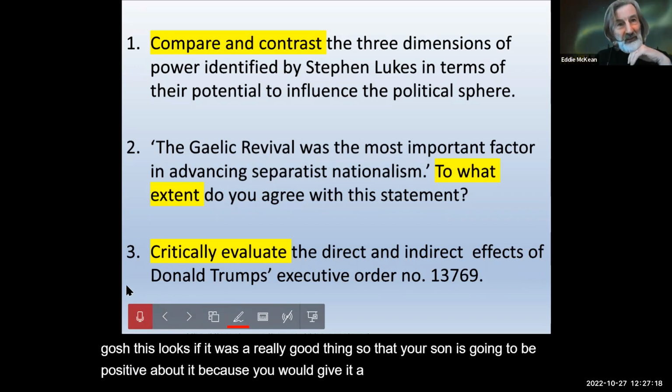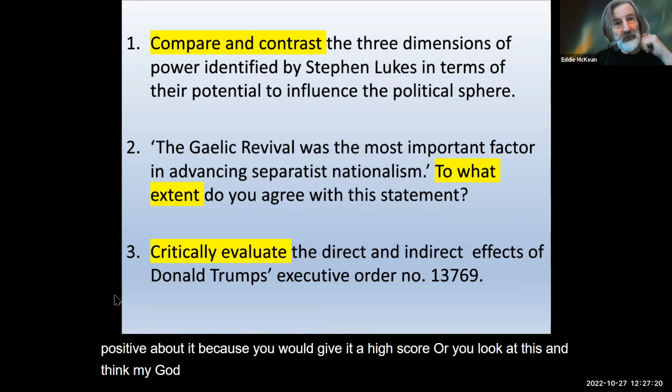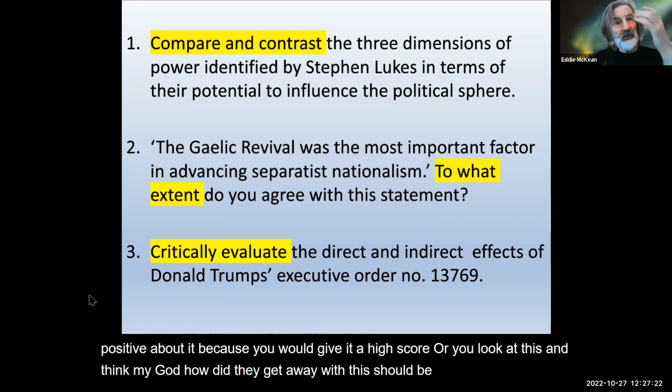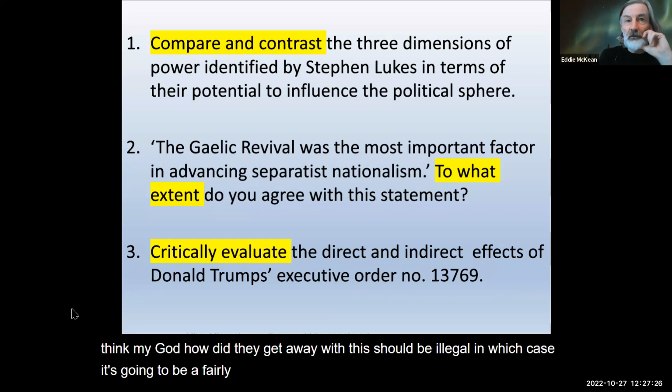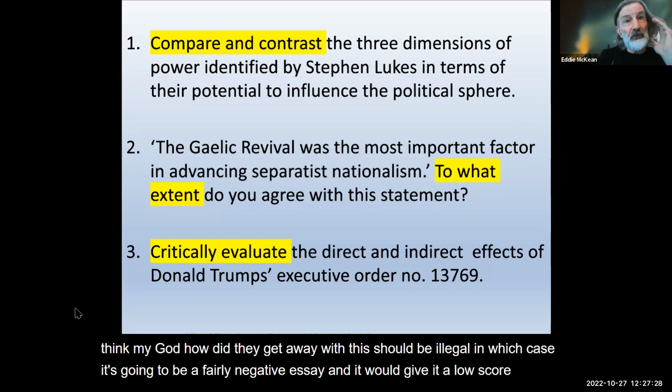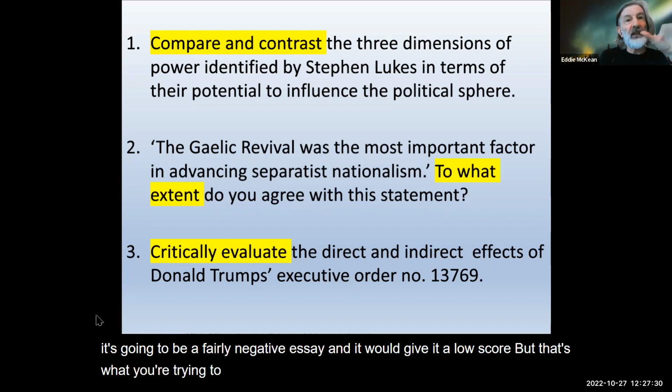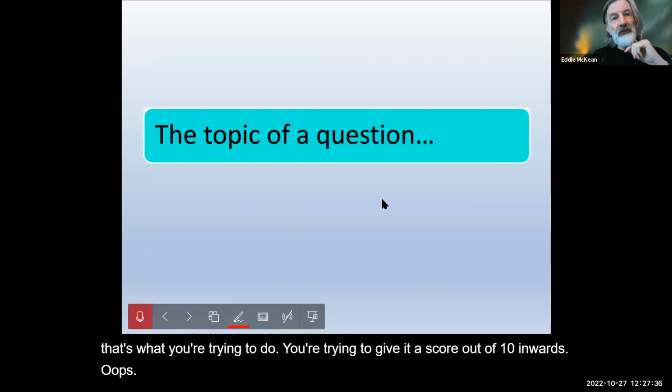Or you look at this and think, oh my God, how did they get away with this? This should be illegal. In which case, it's going to be a fairly negative essay and it would give it a low score. But that's what you're trying to do. You're trying to give it a score out of 10 in words. Right, the topic of the sentence.